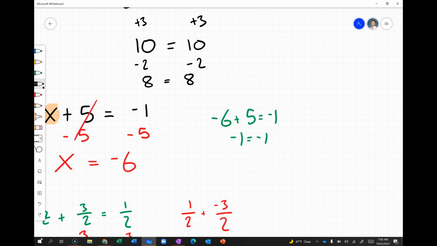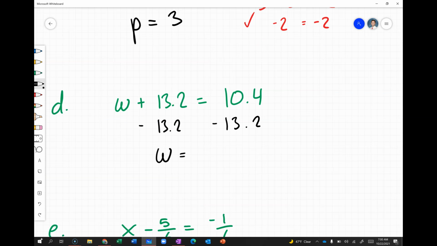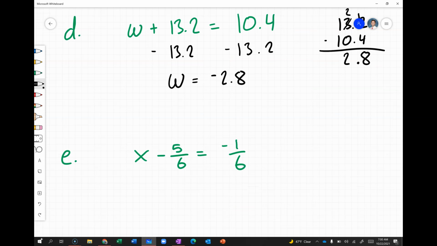So let's start with our subtraction. 13.2 minus 10.4. 12 minus 4 is 8. 2 minus 0 is 2. And 1 minus 1 is 0. So we get 2.8. Again, negative 13.2 has the larger absolute value, so we know this will be negative 2.8.